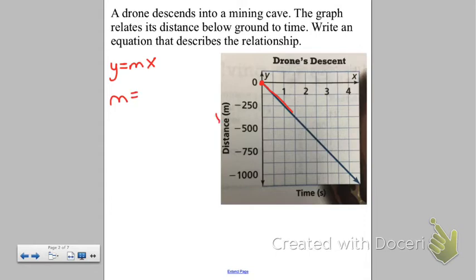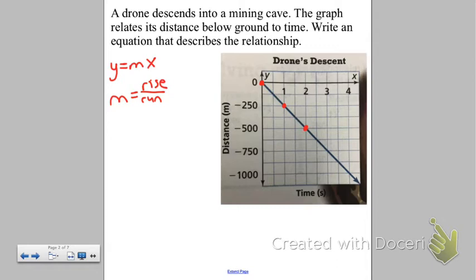I'm going to find my slope, or my m, which is rise over run. I'm going to pick 2 points that are on my graph. I used the origin last time, so this time I'm going to pick something different. I'm going to pick this point and this point.